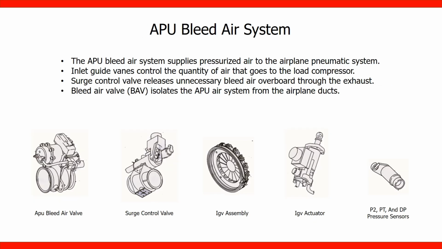The APU bleed air system supplies pressurized air to the airplane pneumatic system. Inlet guide vanes control the quantity of air that goes to the load compressor. Surge control valve releases unnecessary bleed air overboard through the exhaust. Bleed air valve isolates the APU air system from the airplane ducts. Bleed air valve, surge control valve, IGV assembly, IGV actuator, and pressure sensors are basic components.